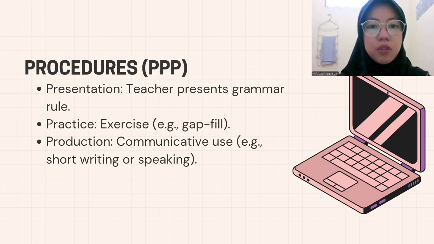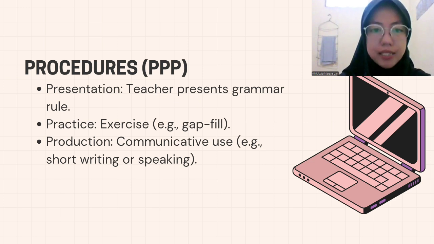Now let's move on to the procedure. Explicit grammar instruction usually follows the triple P model, which stands for presentation, practice, and production. This model is widely discussed in Nursya'ban and Photos in 2011 as a classic example of explicit instruction in practice.